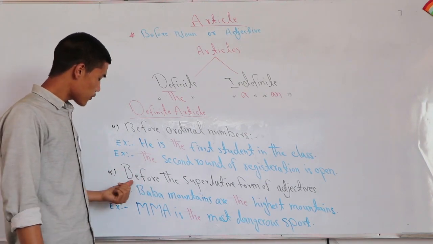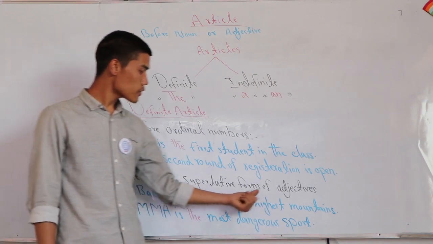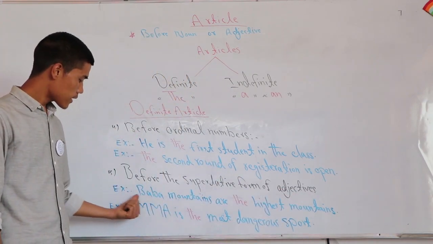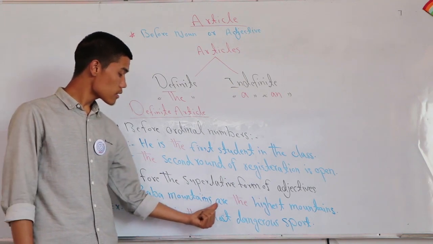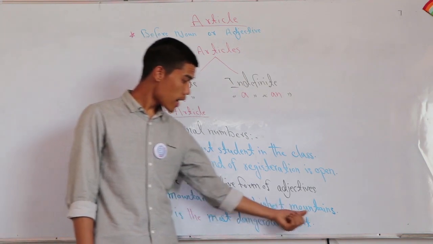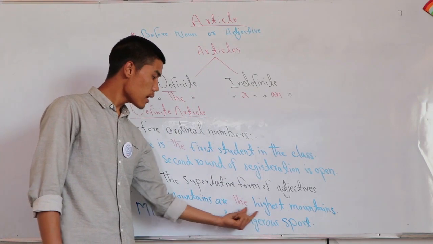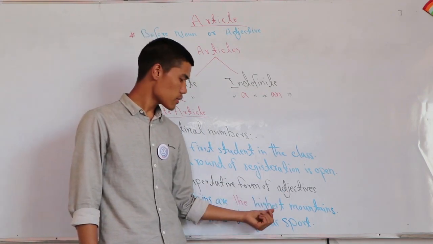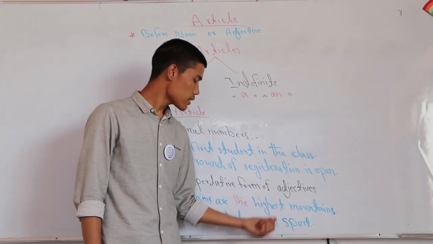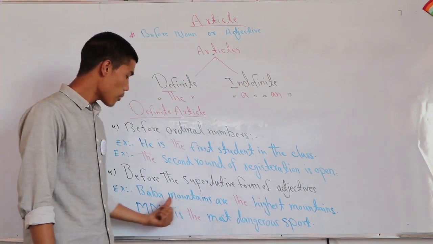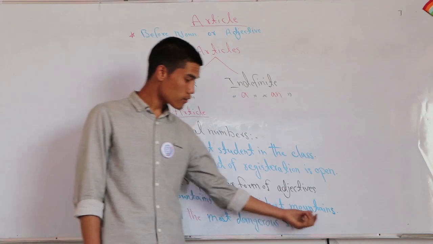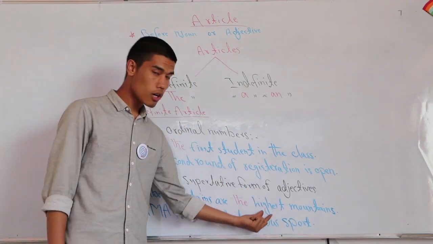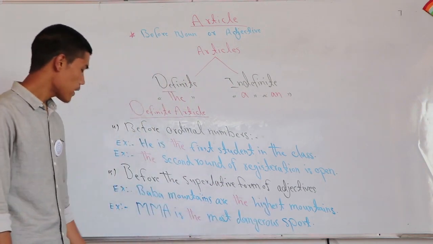And the fifth usage: before the superlative form of adjectives. For example, "Baba Mountains are the highest mountains." So we use "the" and high, and for the superlative form, we use "est" at the end of the adjective. Baba Mountains are the highest mountains. We use "the" before highest, the superlative form of the adjective high.